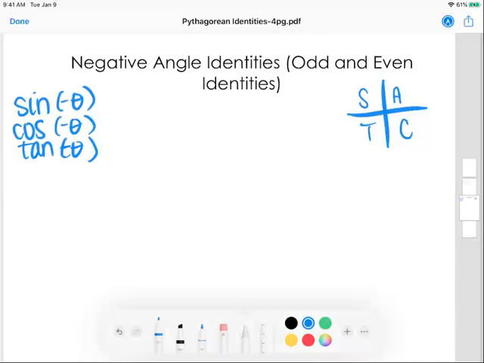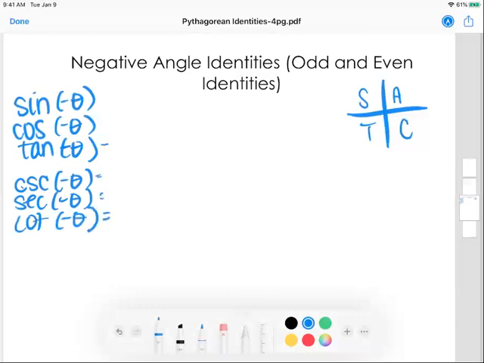So we can think about cosecant of negative theta, secant of negative theta, and cotangent. All right, so all students take calculus. Up there in the first quadrant, I know that all of my trig values are positive. So that means sine is positive, cosine is positive, and tangent is positive.